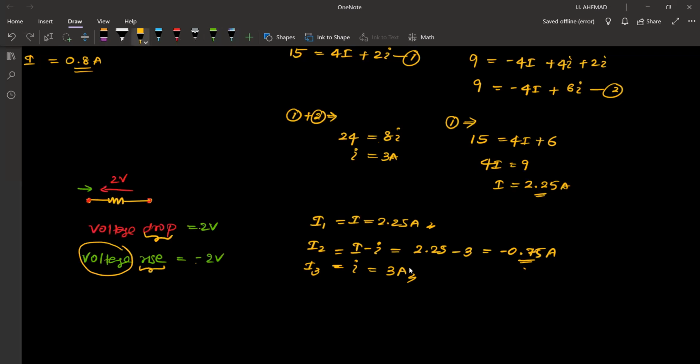Did you get the idea, Amna? Because we can either have voltage drop or voltage rise. Therefore, plus and minus doesn't have a proper meaning. Okay.